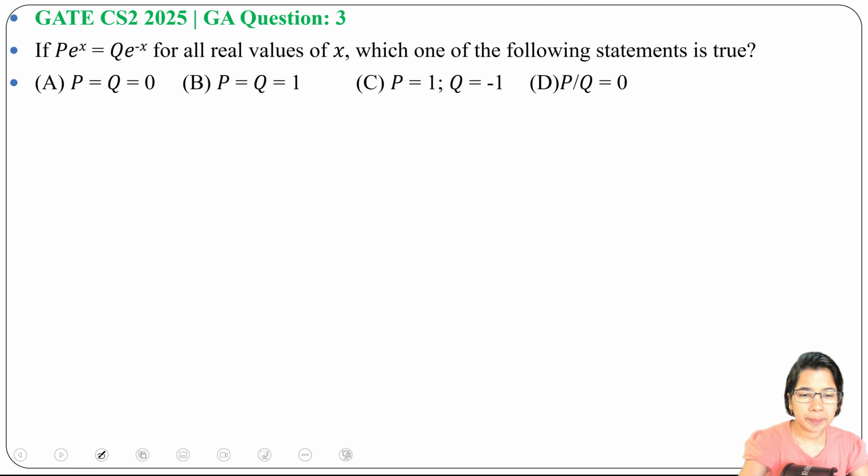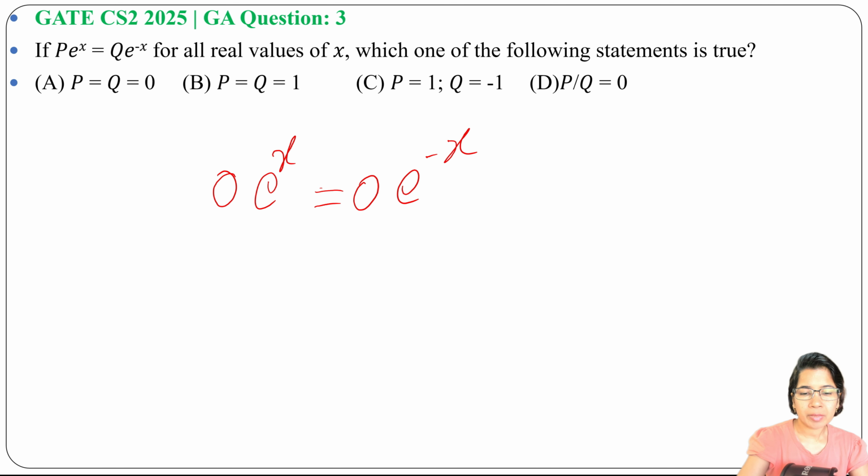Option A: if P equals Q equals 0, in place of P, let me put 0. Then 0 e power x equals 0 e power minus x. So 0 multiplied by anything, that's 0. Here also 0 multiplied by anything, that's 0. So both LHS and RHS are same if in place of P and Q we are putting 0. This is option A and we found option A is true.